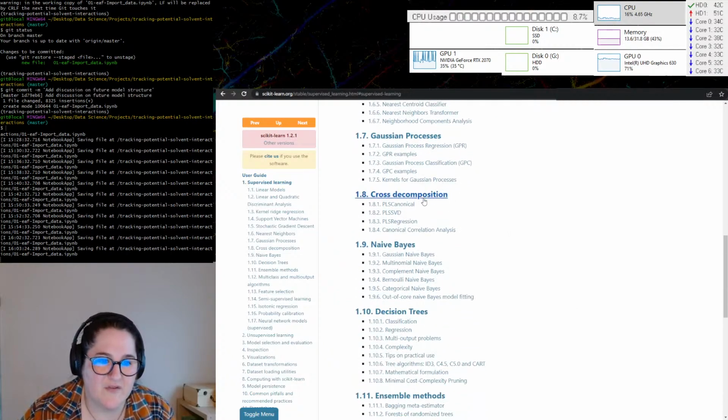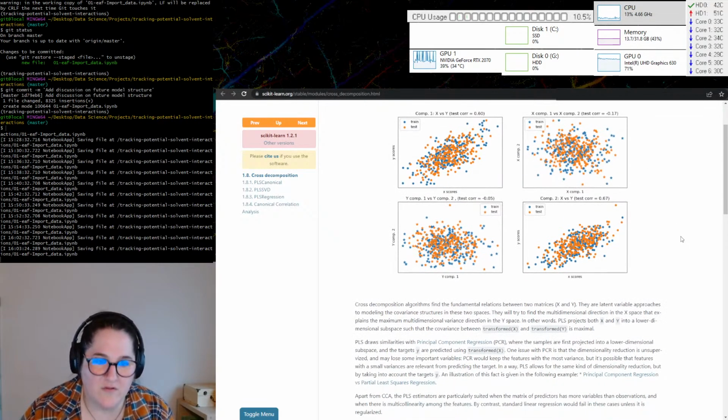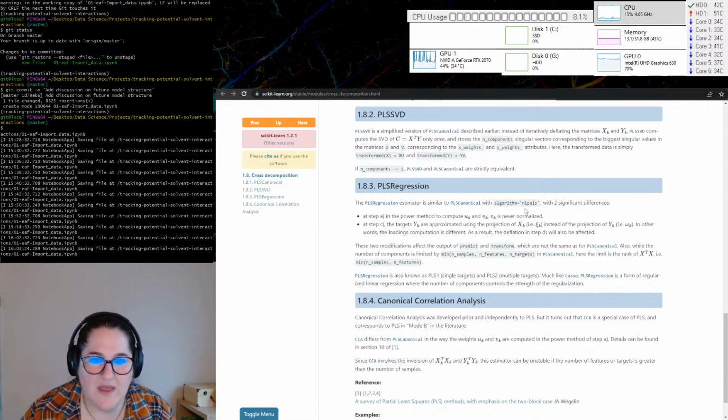Then we have cross decomposition. And you can see here we have a regression that's part of cross decomposition. It's supervised estimators for dimensionality reduction and regression, partial least squares. So this is moving away from kind of traditional linear type stuff. And we have this regression here. So we have this initial algorithm. Then we have the power method. So basically that's applying the power series to our equation to figure out if it's informative or not. They're approximated using the projection of x instead of the projection of y. Loading computation is different. The deflation will be affected.